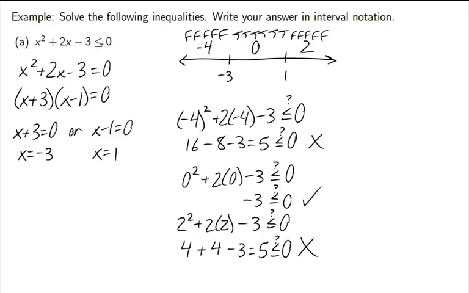All you have to do is look at this symbol. Since this symbol is a less than or equal to, the endpoints were equal to 0, and that means they satisfy the inequality. So I'm going to say negative 3 to 1 with brackets is my solution set.